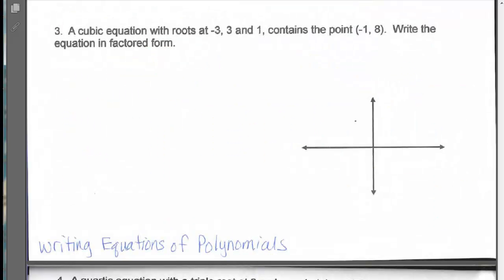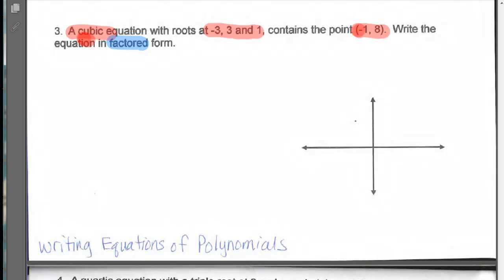In the next example, we have a cubic equation with the roots at negative 3, 3, and 1, and the points negative 1 and 8. And this time we have to write the equation in factored form, so we can leave it in parentheses. So we have a cubic equation.